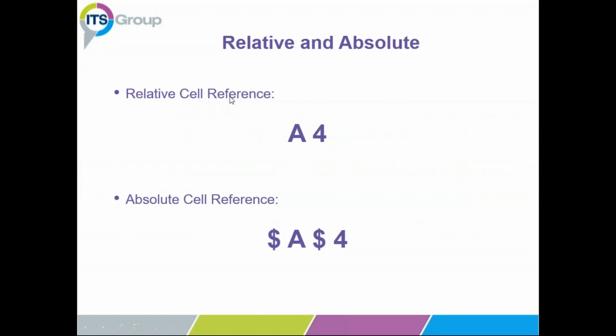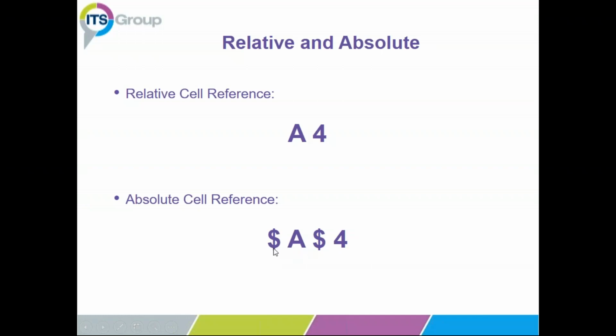So relative cell references are the kind where, if you drag it down, the 4 would become 5, or if you drag it across, the A becomes B, and so on. So relative cell references are just the column letter and the row number. Now, because the cell reference is made up of two parts, column letter and row number, when it comes to fixing an absolute cell reference, you're going to need to fix both elements of it.